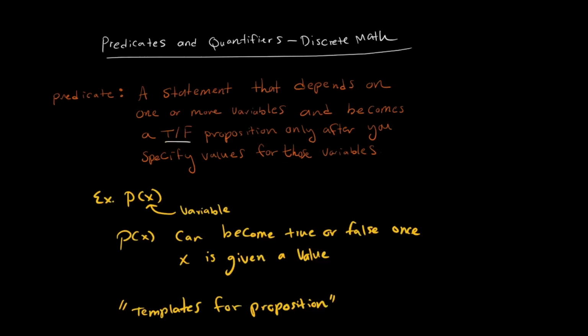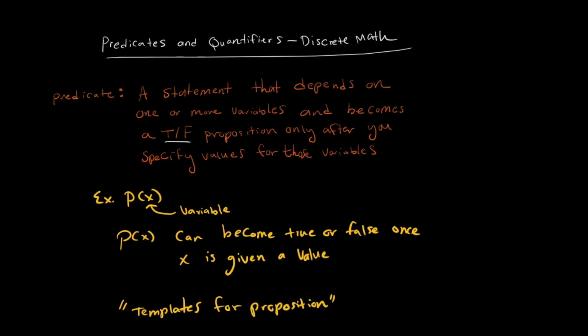So in this video, we're going to be looking at predicates and quantifiers in discrete math. So let's start off with the idea of a predicate. A predicate is a statement that depends on one or more variables and becomes a true or false proposition only after you specify values for those variables.